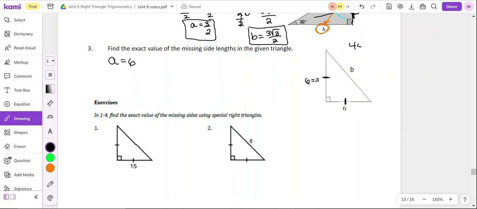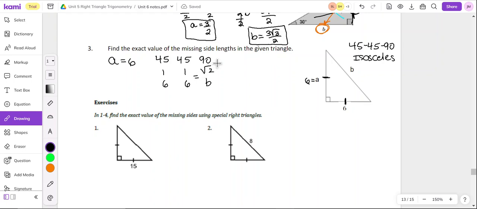45, 45, 90 is an isosceles triangle. Maybe I forgot to mention that. All right. So in my brain, I'm going, okay, 45, 45, 90, 1, 1, radical 2, correct? Across from 45 is 6, across from the other 45 is 6, and across from 90, B.